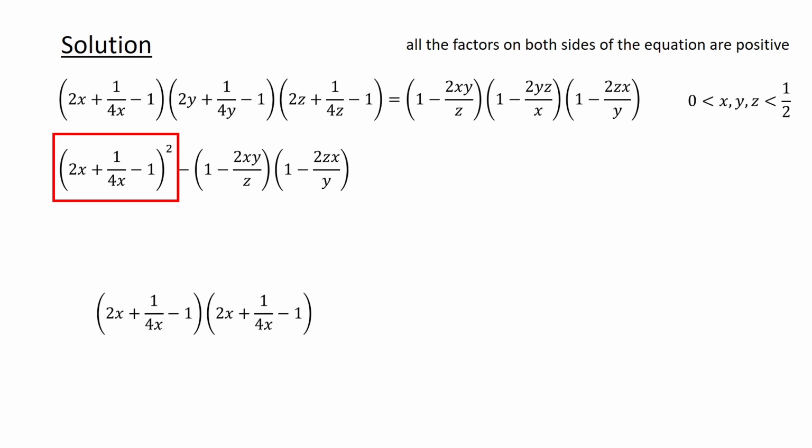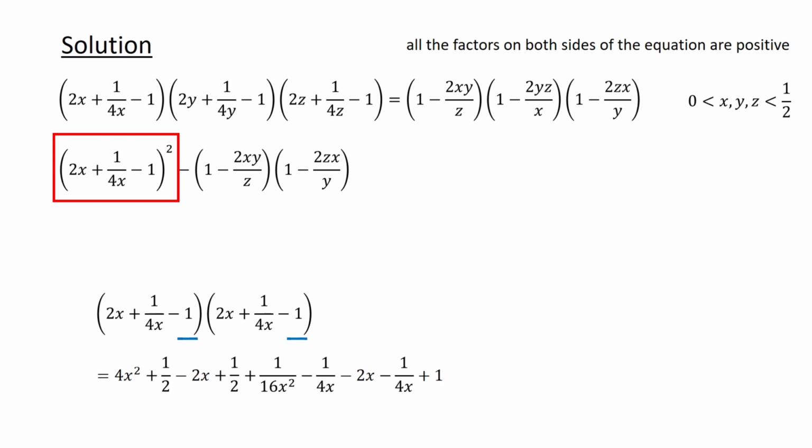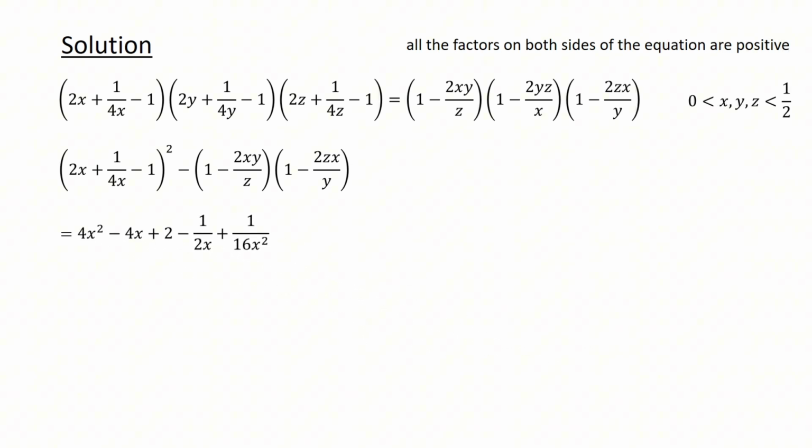Expanding the bracket gives us 4x squared plus half minus 2x plus half plus 1 over 16x squared minus 1 over 4x minus 2x minus 1 over 4x plus 1. After combining like terms, we obtain 4x squared minus 4x plus 2 minus 1 over 2x plus 1 over 16x squared. Next, let's evaluate the other term.